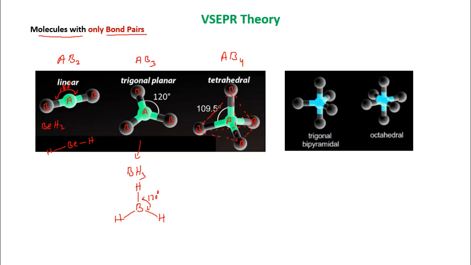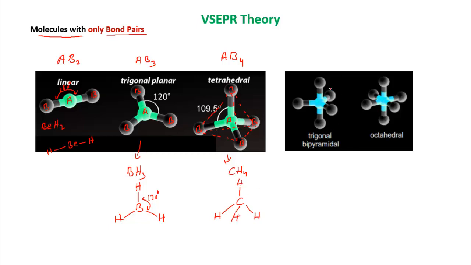So that's why this is called a tetrahedral structure for the AB4 type molecule. Again, the example we can quote here is methane, CH4: carbon with 4 bond pairs without any lone pair around the carbon, with 4 hydrogen atoms, and the shape is tetrahedral.